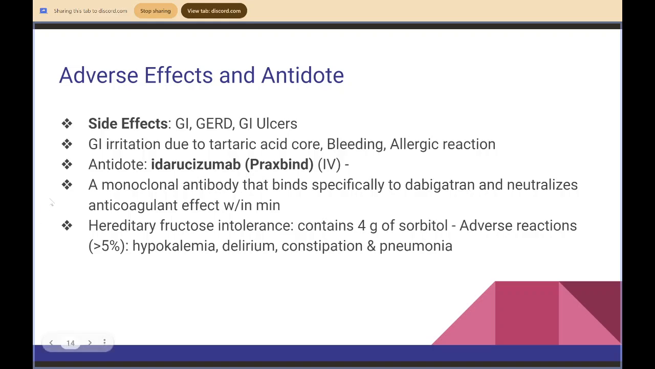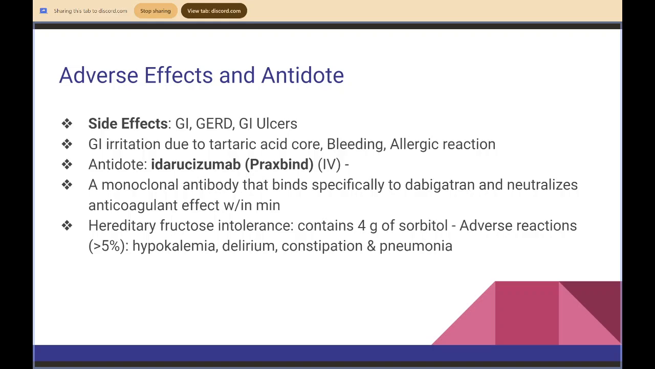Now, let's go to the third point. You're asking, what if someone's on Pradaxa and they need emergency surgery? Well, there's an antidote. It's called Praxbind, idarucizumab, and it is available IV. It is a monoclonal antibody that binds specifically to dabigatran and neutralizes anticoagulant effect within minutes.